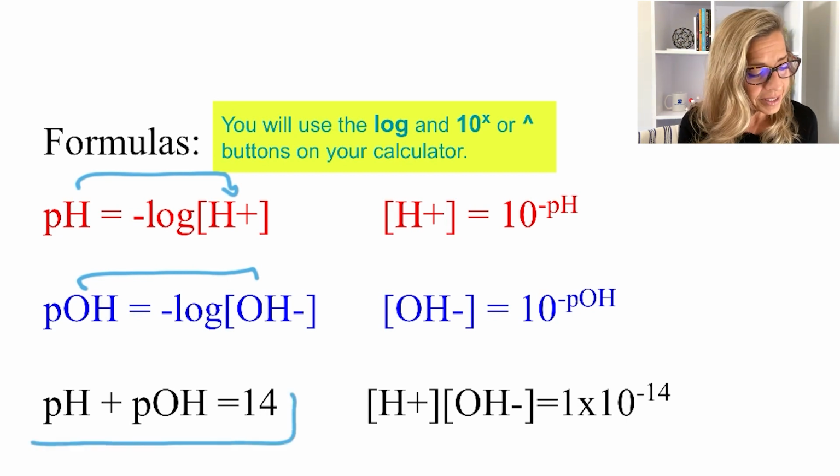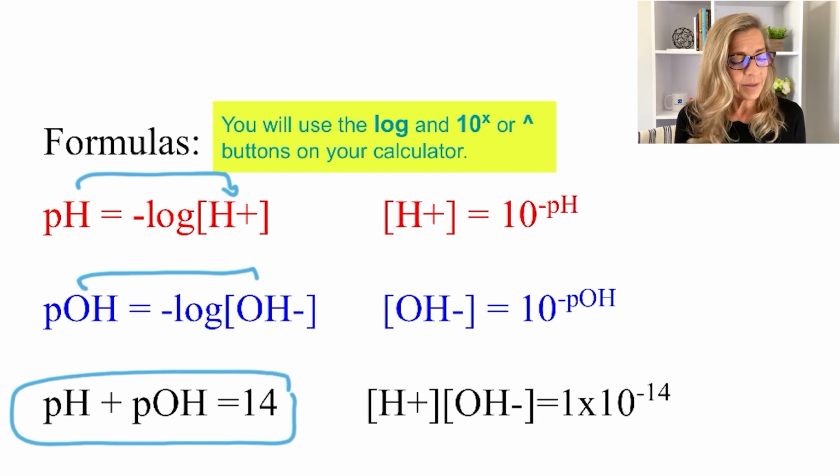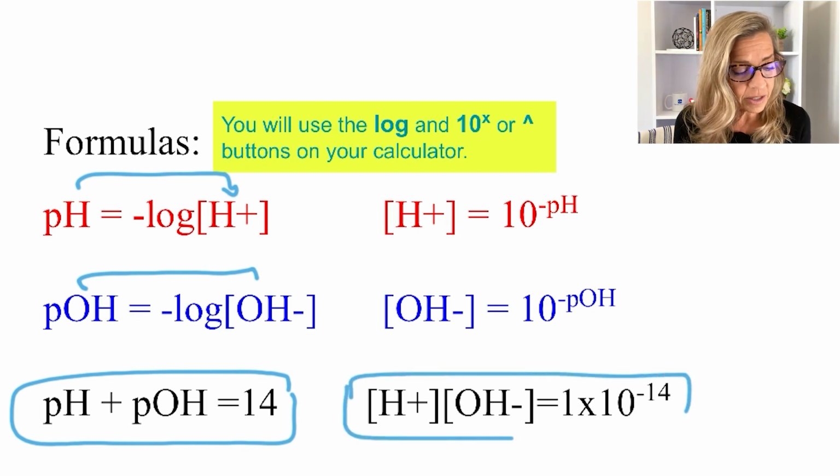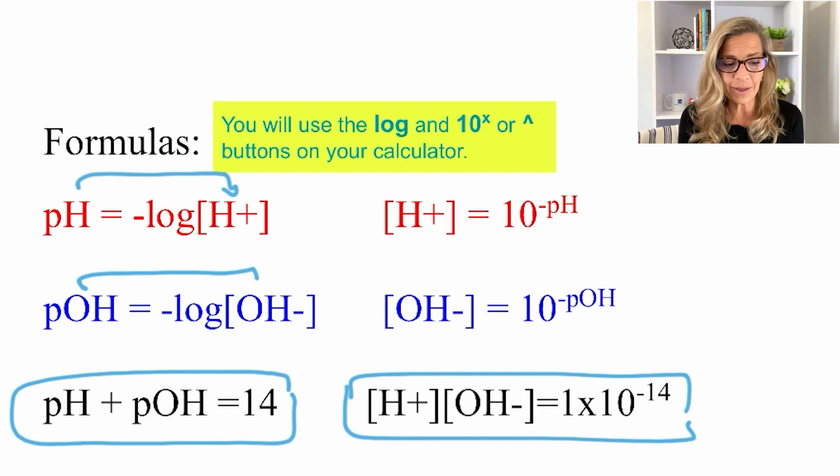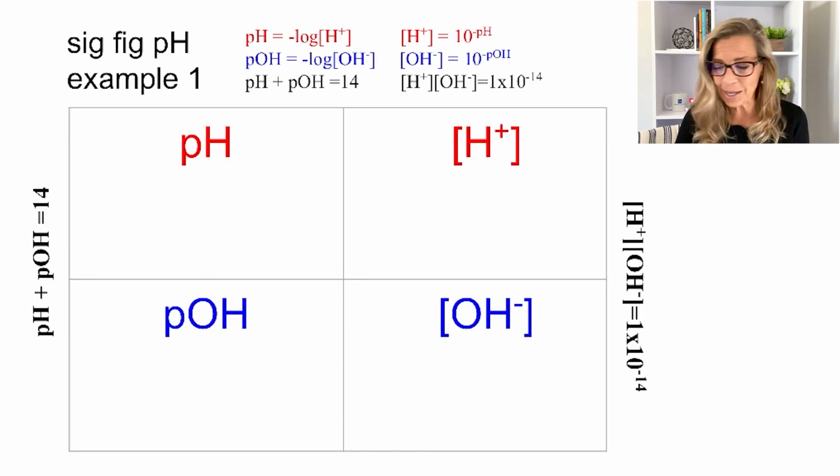But I really want you to see this equation right here. The pH plus the pOH, those are going to be basically whole numbers that add up to 14. The reason is the concentrations multiplied together give you 10 to the minus 14. Now, this is way simpler than you think. Let's do a couple examples.